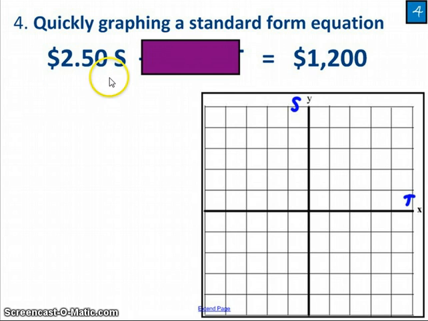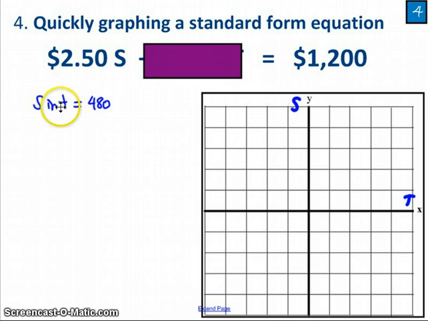Well, in this case, I've got 250s equals the 1200. And in that case, my t value here is going to be 0. So what I'm going to have is an s-intercept. Now, you get rid of that 250 or move it over by dividing it away, and if you do that with a calculator, you're going to find that that s-intercept I'm talking about is going to turn out to be 480.